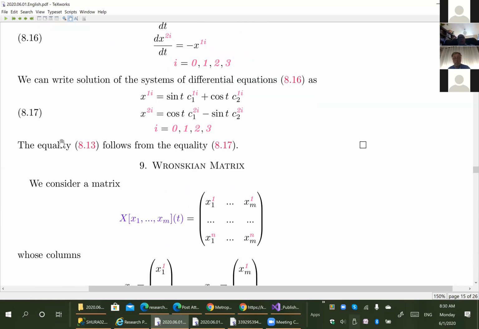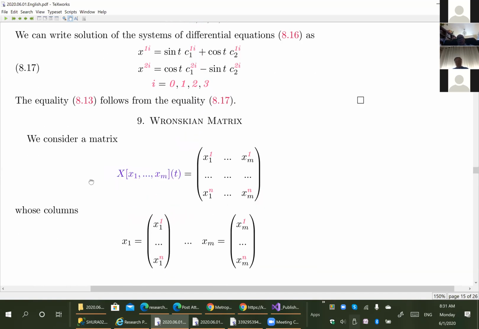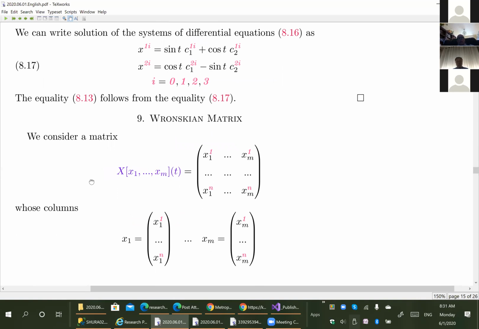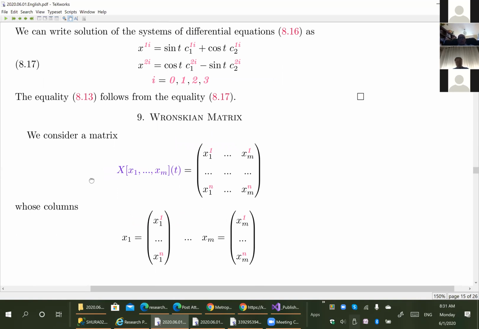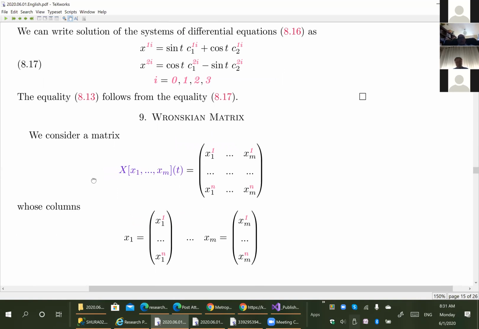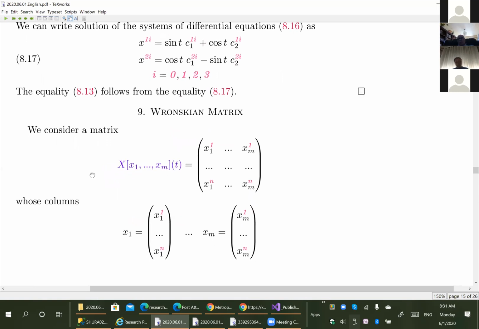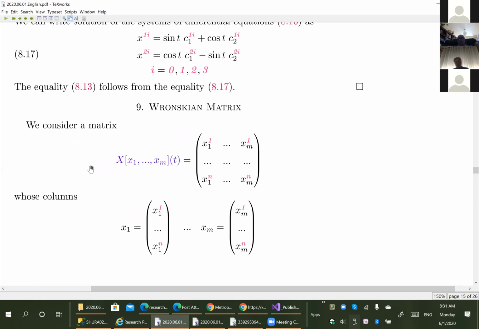To better understand how to work with the solution, I introduced the Wronskian matrix. It's some combination of the fundamental matrix and the Wronskian determinant. The idea is, if I have solutions x1 to xm, I put these columns in the matrix and need to decide whether they are linearly dependent or independent.